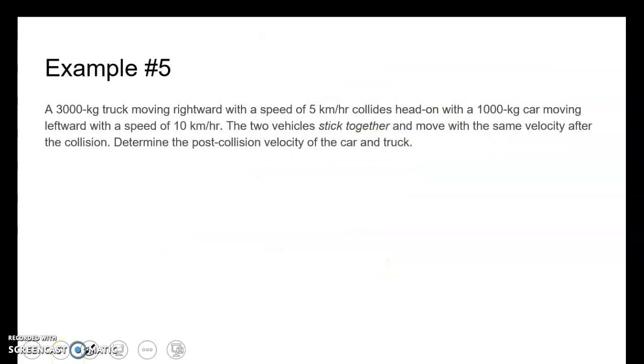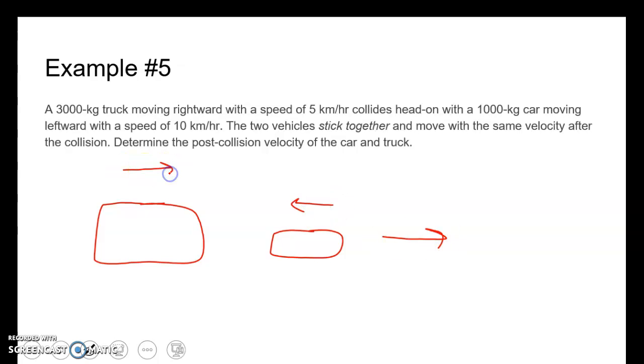Another example, we got a big truck moving rightward with the speed of 5 kilometers per hour, colliding head-on with a car moving leftward at 10 kilometers per hour. So a lighter car traveling faster. When they collide, the crumple zone kicks in, okay, and they stick together. So the question is, what is the post-collision velocity?